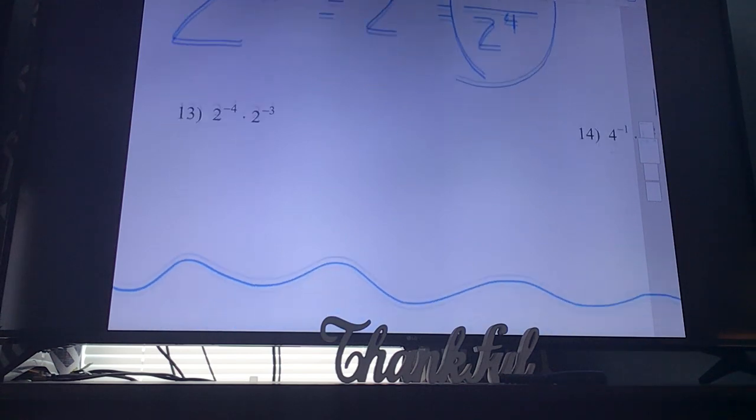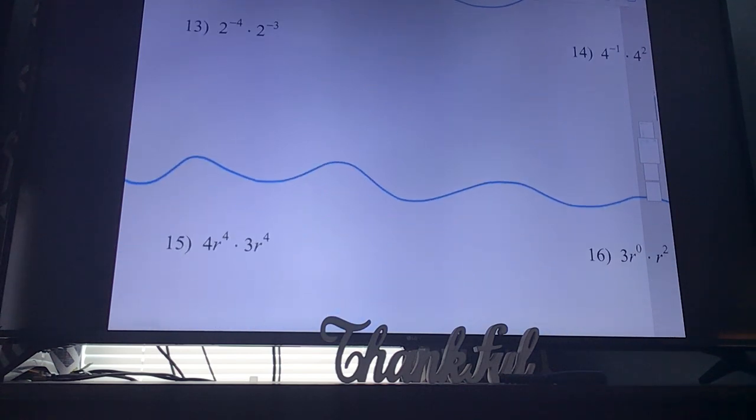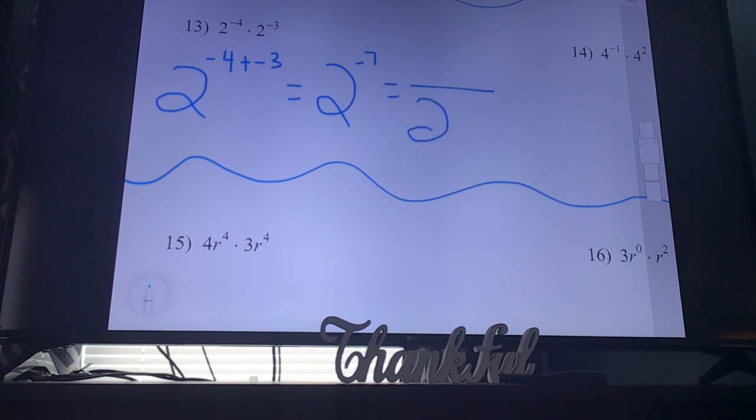Okay, 13. These are just numbers, so we always keep our same big, and we add the little. So negative 4 plus negative 3. So you're going to have 2 to the negative 7. And where do negatives go? They go on the bottom. So you're going to have 2 to the 7. And what goes on top? A 1.